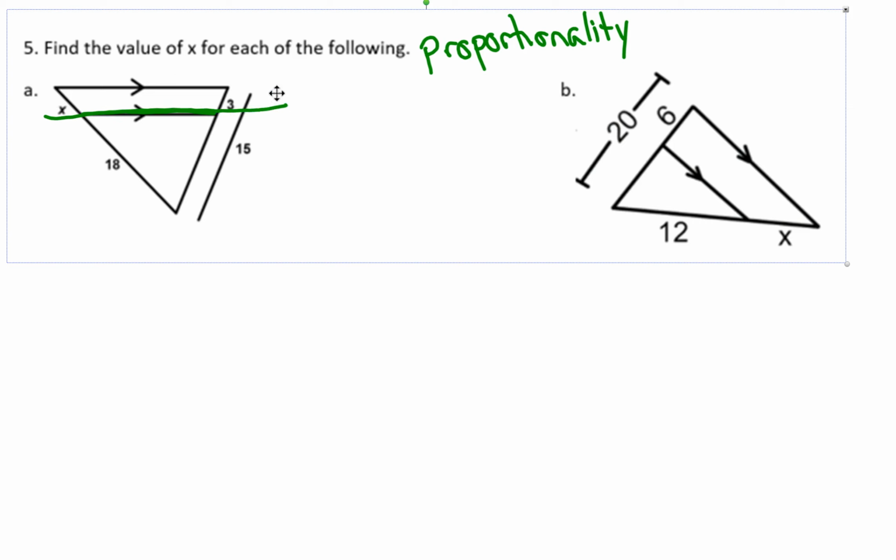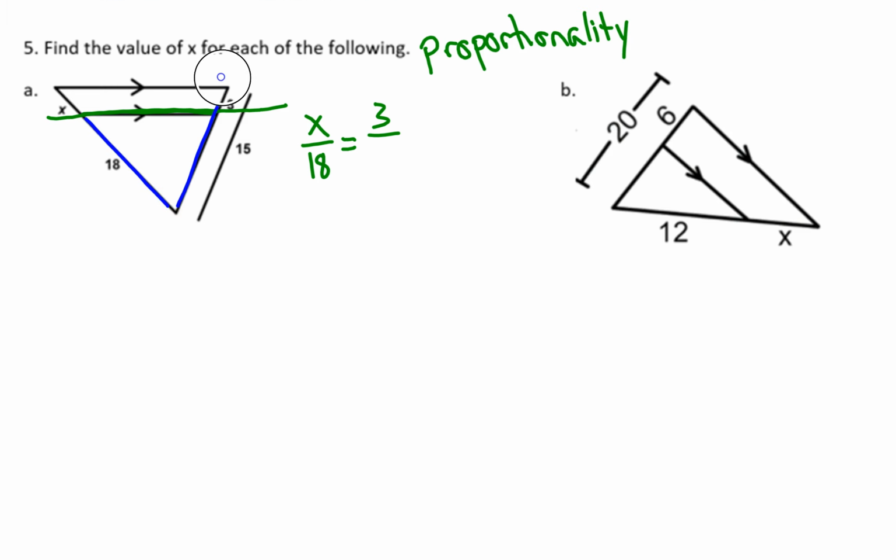So the proportion we're going to make is going to be something like x over 18, because on this side we got x over 18. And then on this side, it's going to be equal to 3 over, but you have to be careful here, because this 15 is the whole line. So the 15 is this whole piece, where the 18 is not that whole piece. The 18 is just that smaller piece. So what we need to do is figure out what is that smaller piece below.